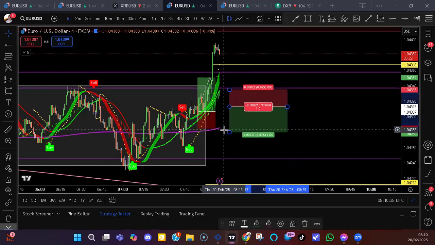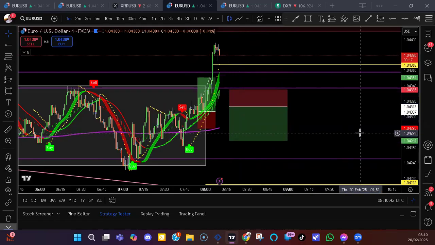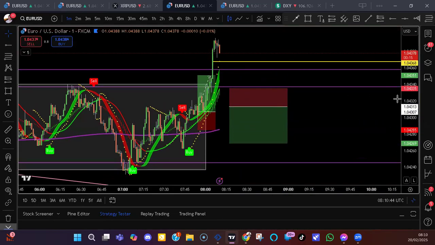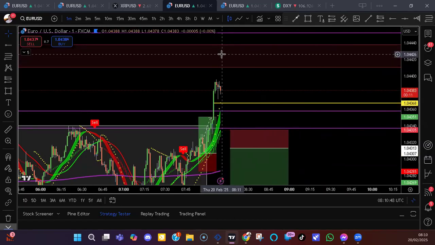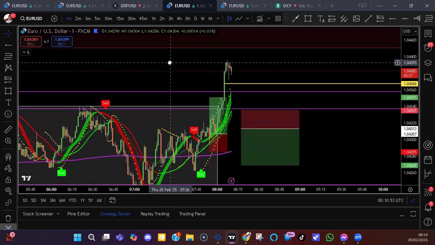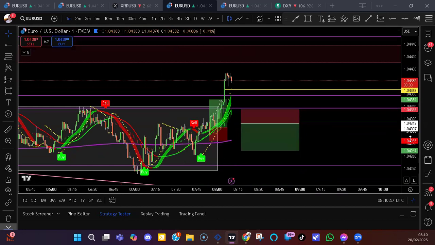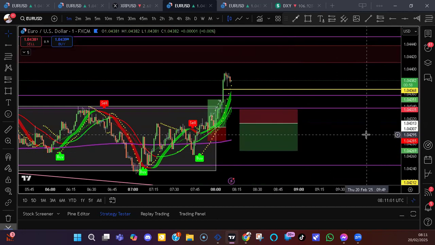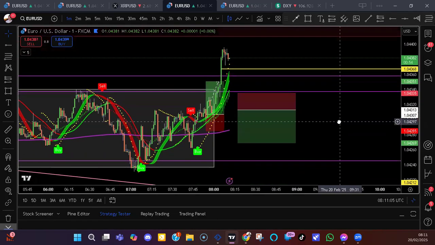And like I said, the bigger picture is they'll be maybe looking to at least tap into this imbalance that we drew up on the higher time frame on the 4 hourly. And so therefore, any sells I think would be short-lived.